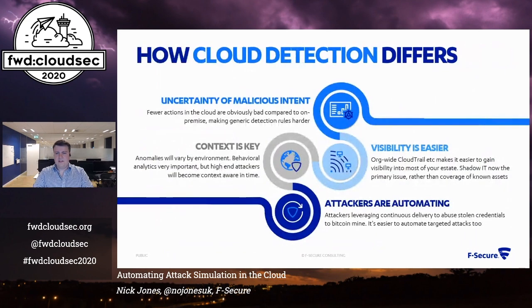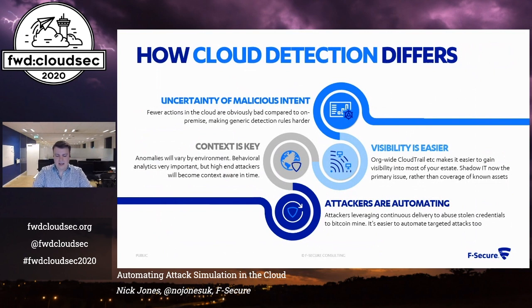So one of the things I wanted to dig into here is how cloud detection differs from what we're used to on-premise. One of the key points we've discovered is the concept of uncertainty of malicious intent. On-premise, we had things like someone running some obvious ransomware, or mimikatz executing on a box, things we can signature on, things that we know are bad, things that we can easily fire alerts off of. That exists a lot less in the cloud. Context becomes key for everything.